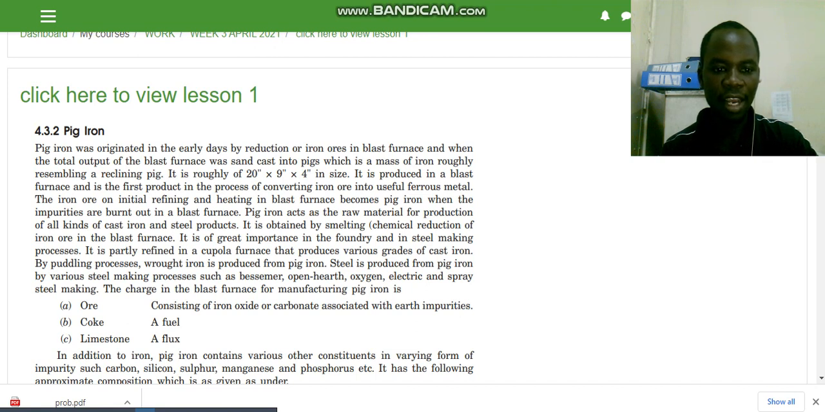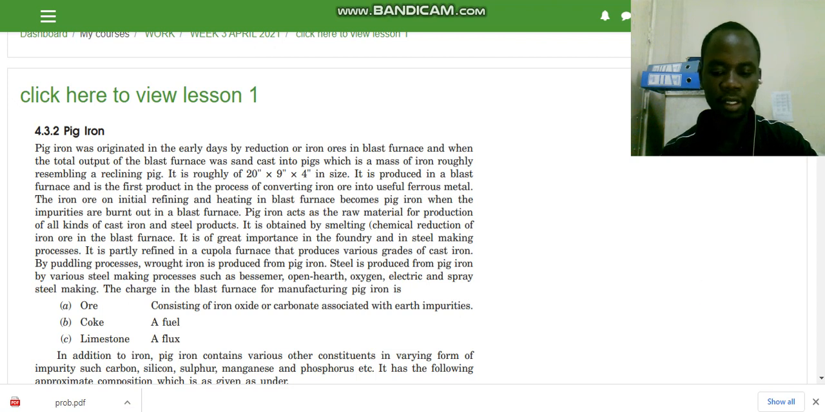It is partially refined in a cupola furnace that produces various grades of cast iron by the puddling process. Wrought iron is produced from pig iron. Steel is produced from pig iron by various steel making processes such as Bessemer, open hearth, oxygen, electric, or spray steel making. The charge in the blast furnace for manufacturing pig iron includes the iron ore, which consists of iron oxide or carbonate associated with earth impurities; the coke, which acts as the fuel; and limestone, which acts as flux.